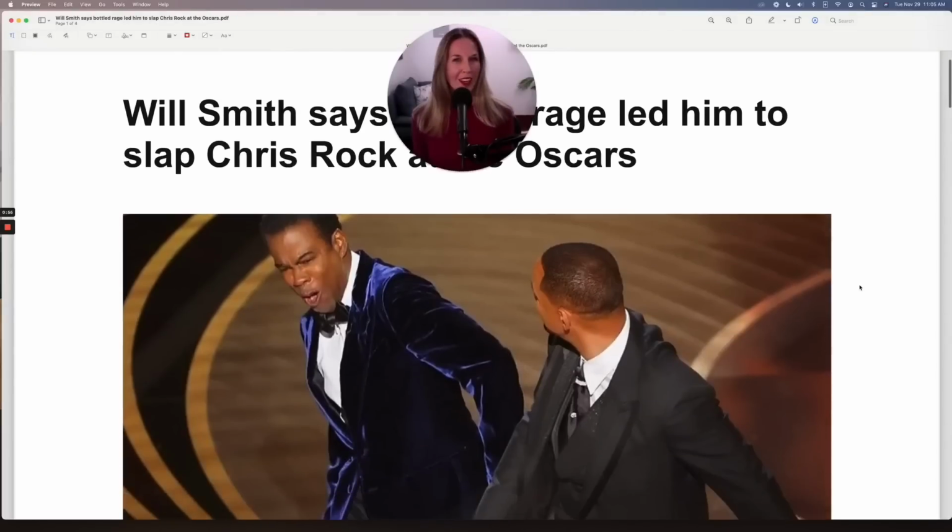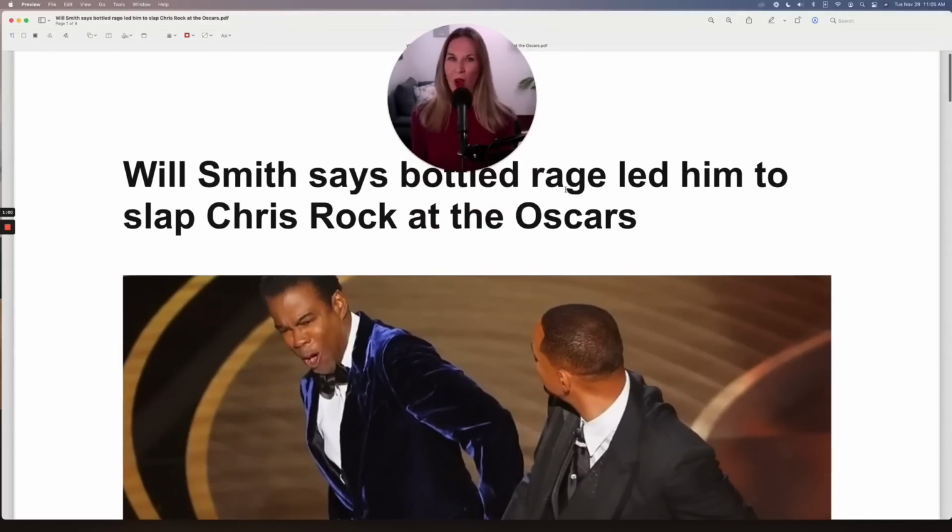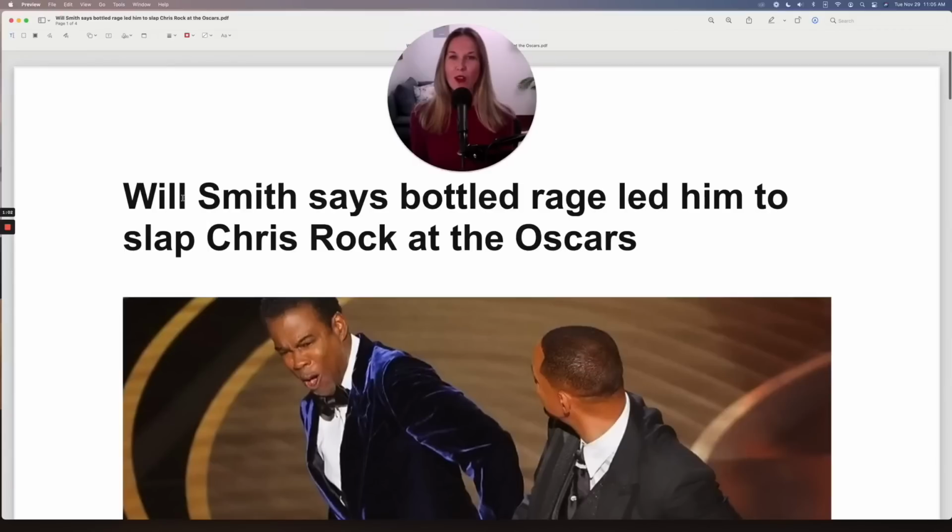You probably recognize these two celebrities, Will Smith and Chris Rock. Let me read the headline of our article. Will Smith says bottled rage led him to slap Chris Rock at the Oscars. So this is very important to understand our article.